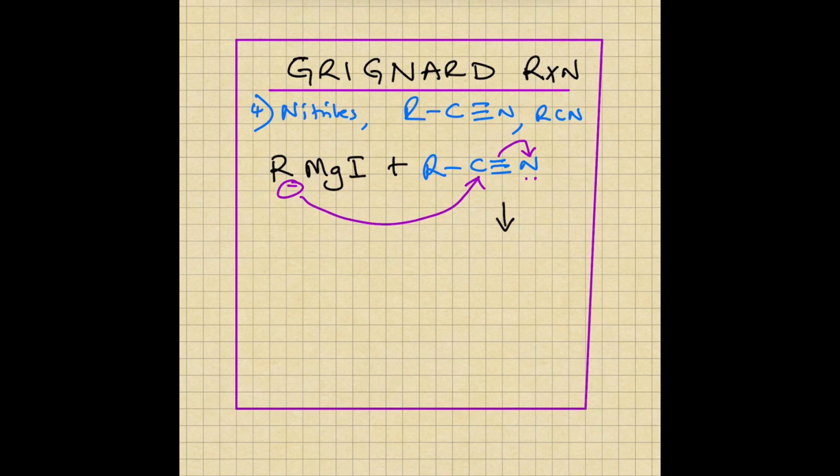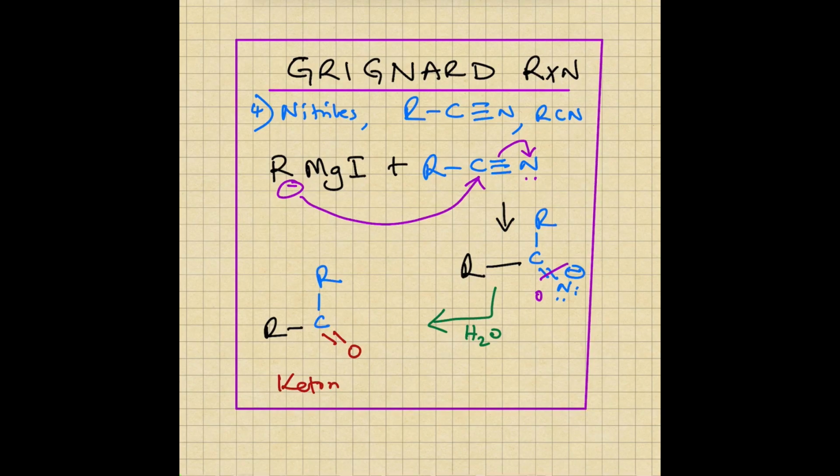Then you'll end up with R connected to that carbon from the nitrile and that alkyl group from the nitrile, but now you have a double bond to nitrogen with a minus charge on nitrogen. And then the last step is addition of water, and basically what will happen is that you end up cleaving that and replacing the nitrogen with an oxygen. So basically you end up with a ketone. So in summary, we can say that Grignard reagents react with nitriles to give ketones.